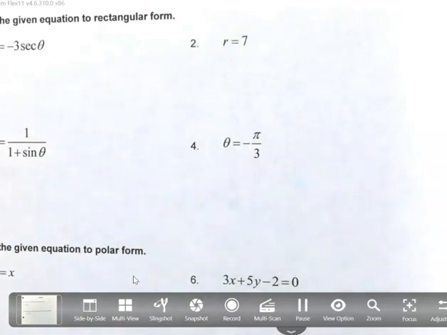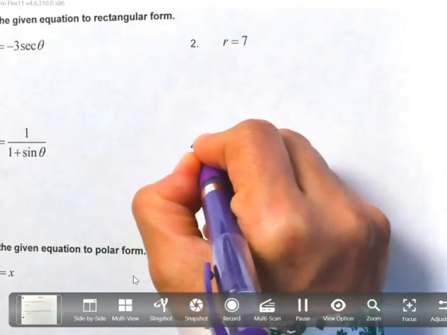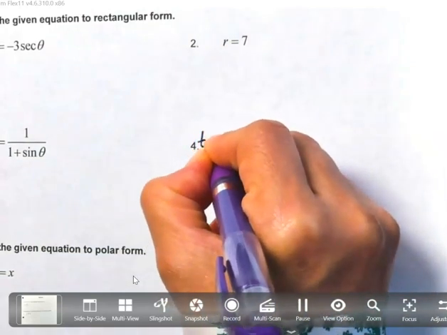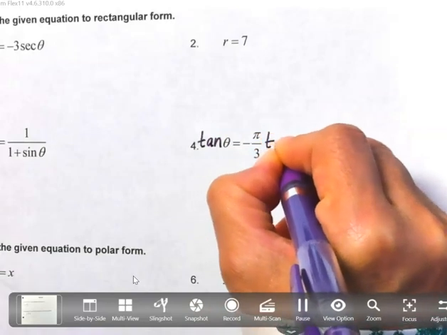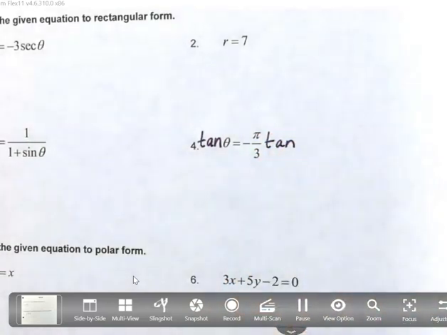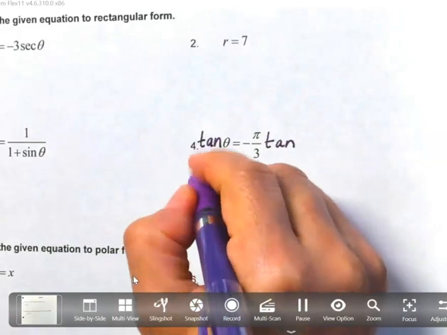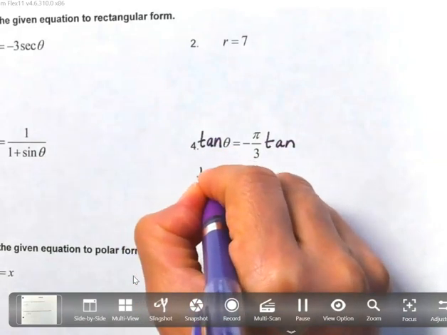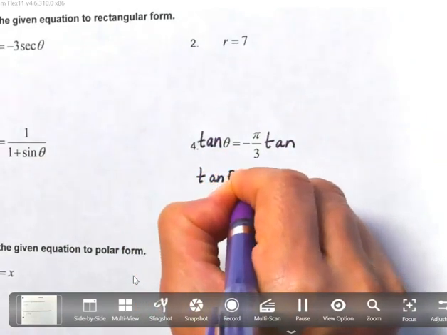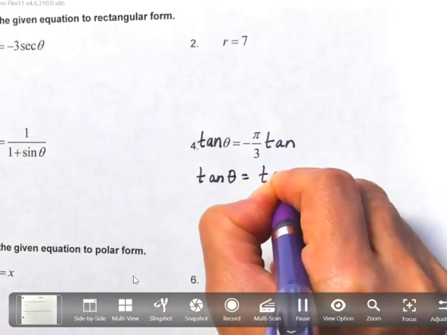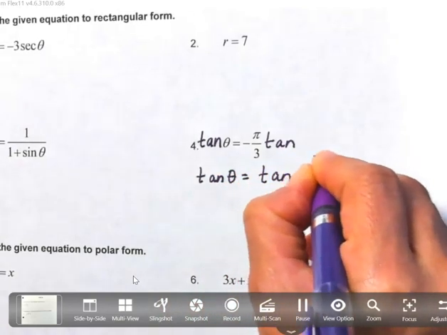So the only thing that we have a theta symbol with is tangent. There's no tangent, so we're going to multiply both sides by tangent, T-A-N, on both sides. I'm just going to clean up the way the right side looks. So tangent theta, I'm going to write tangent first, equals tangent of negative pi over 3.